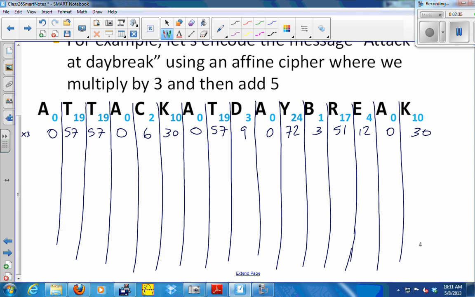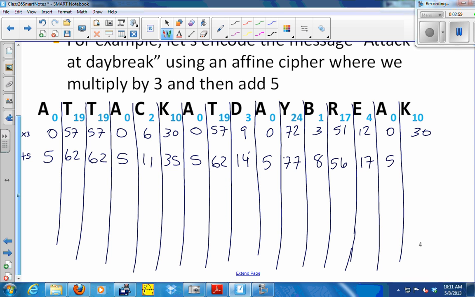Now I add 5. So I take each of these numbers that have been multiplied by 3 and add 5. So I get 5, 62, 5, 11, 35, 5, 62. 9 plus 5 is 14, 77, 8, 56, 17, 5, 35.